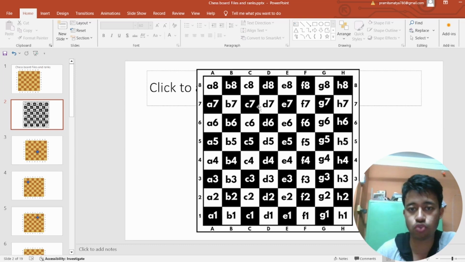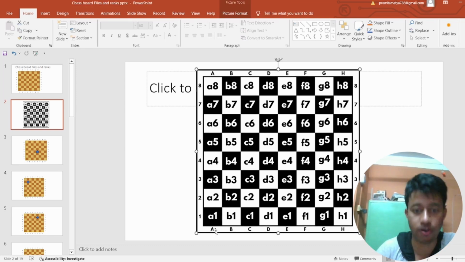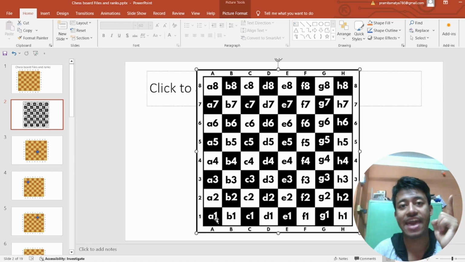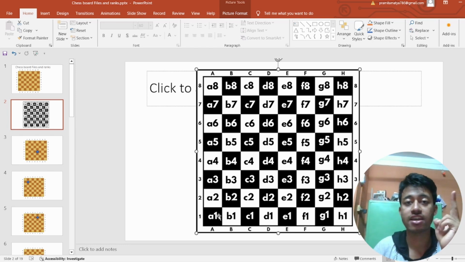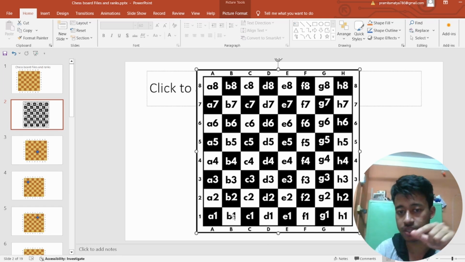Each and every square has its own name. This first one is called A1 because it's in the A file and the first rank. Remember, the file must come first and the rank must come second. So A first, and then the first rank second. So A1. Same with B1. First file, then rank. D5: D file and 5th rank.